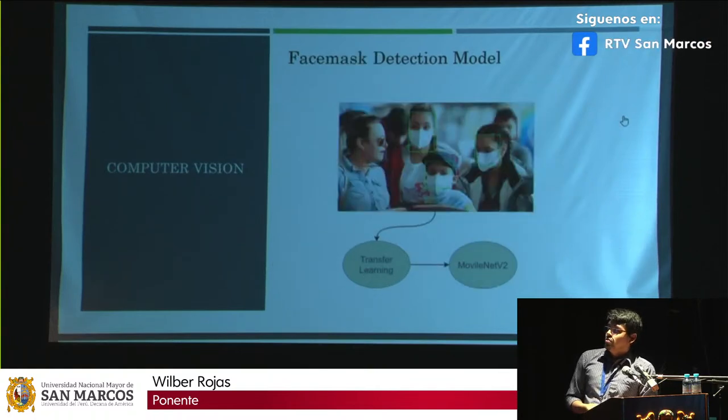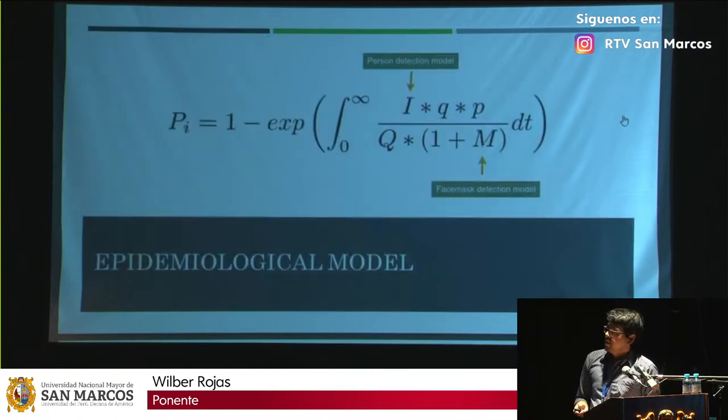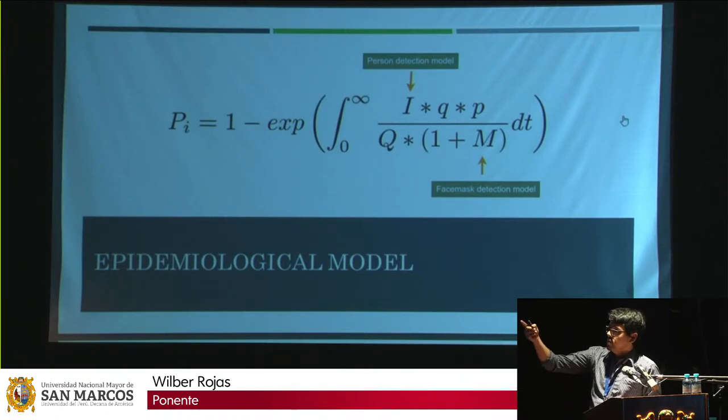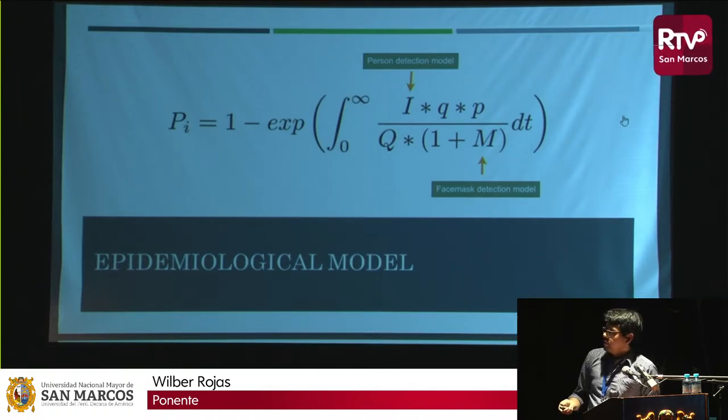For face mask detection models, transfer learning was implemented in MobileNet, and we get face mask detection. This is implemented with OpenCV. And this is the equation. Now we get, in real time, the person detection model and the face mask detection model, which give us the parameters that we need.